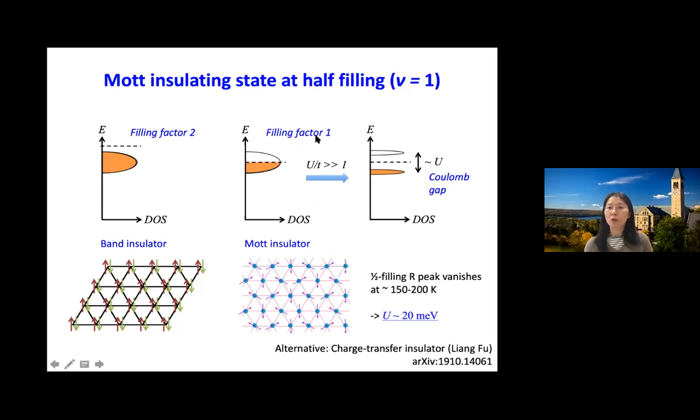insulator. So when the interaction is weak, this should be a metal, but when the interaction is strong, we open up a Coulomb gap. And that temperature dependence gives an idea of how large this U parameter is. We can estimate that, and it's around 20 meV.